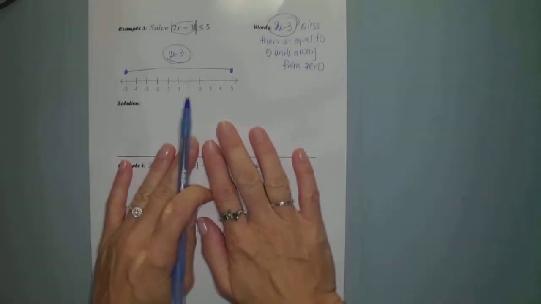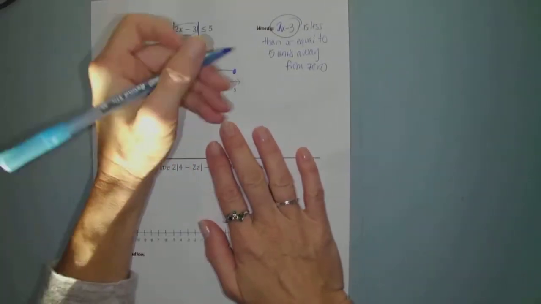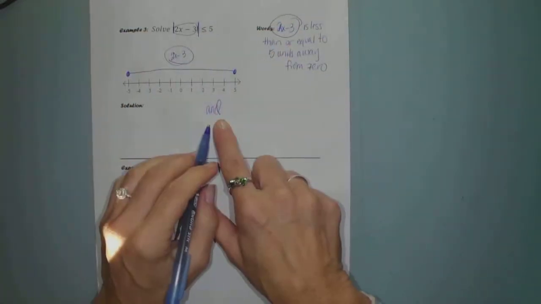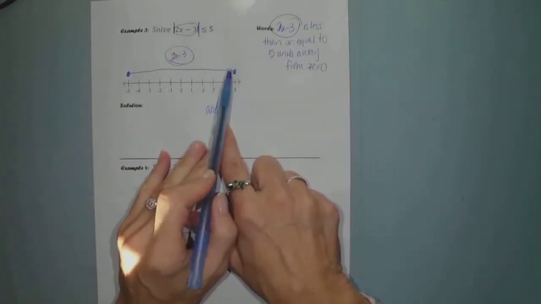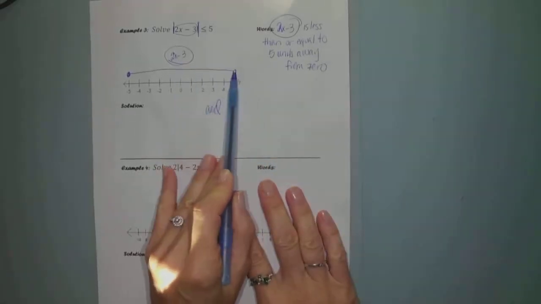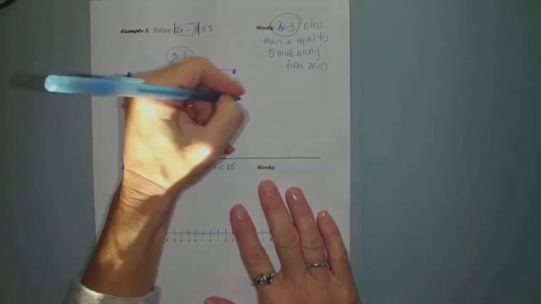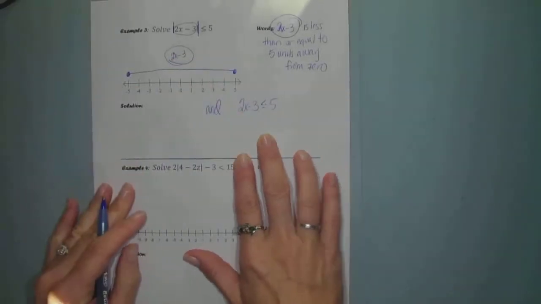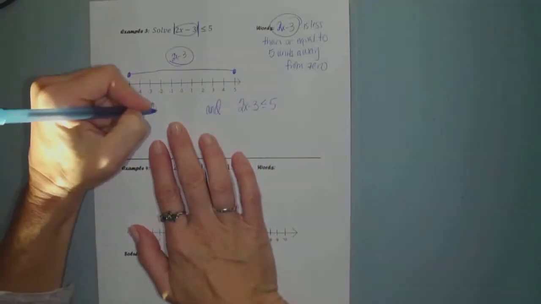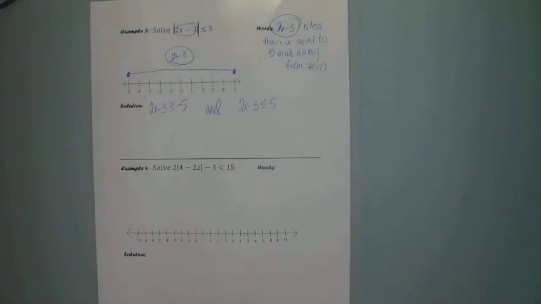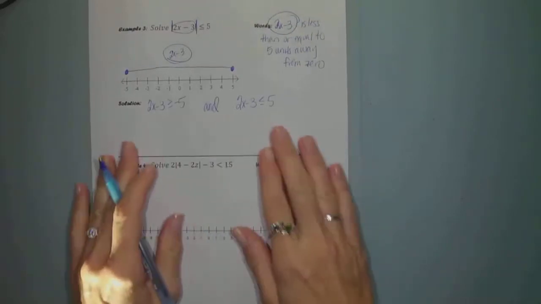So let's set up our two inequalities. So I'm going to write that word and here because we know it's and. It goes in. So let's look at the 5. We have 2x minus 3 has to be less than or equal to 5. We'll put that on this side. Less than or equal to 5. And over here, it has to be greater than or equal to negative 5. Okie dokie, solve them down.